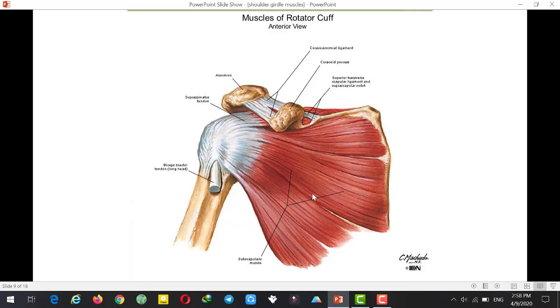Another muscle here in the scapular region is subscapularis. Origin of this muscle is from the subscapular fossa, insertion is the lesser tubercle of the humerus. Nerve supply, upper and lower subscapular nerve. Action, medial rotation and adduction.